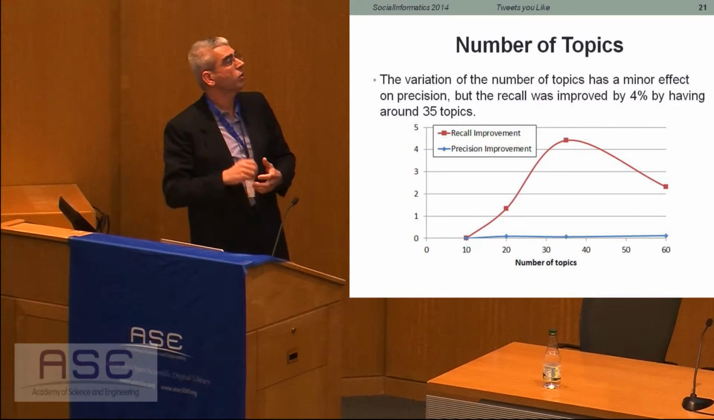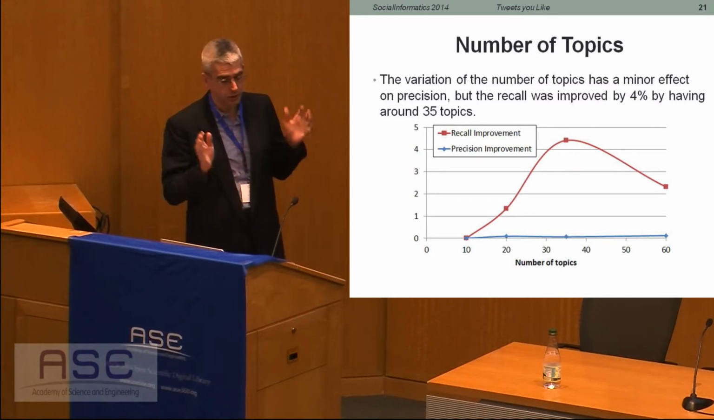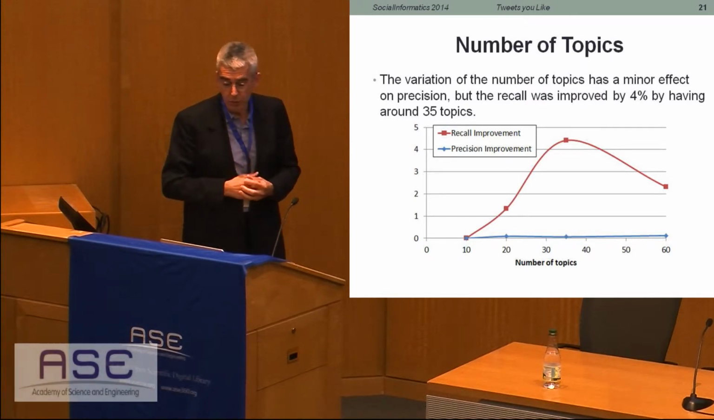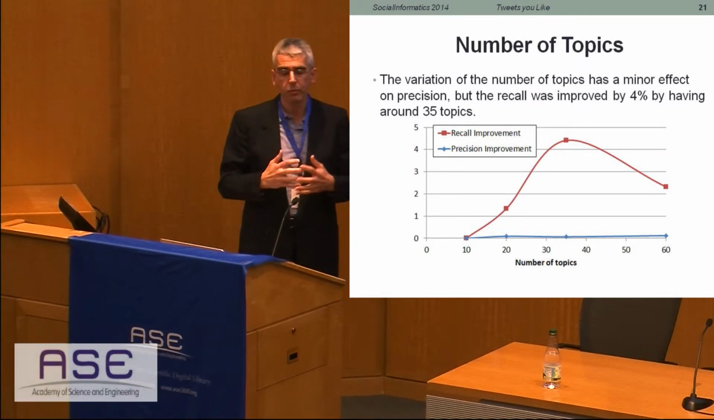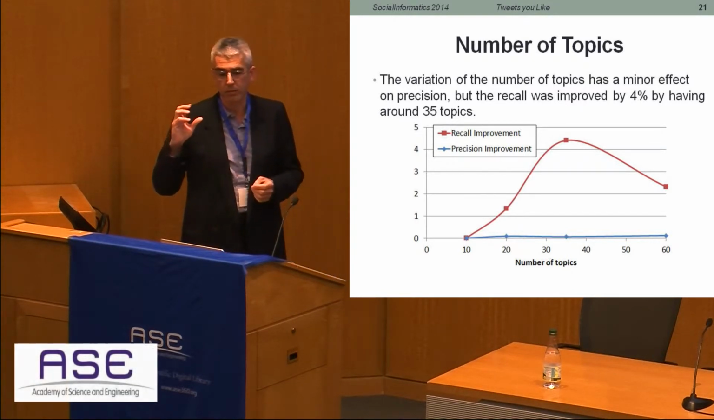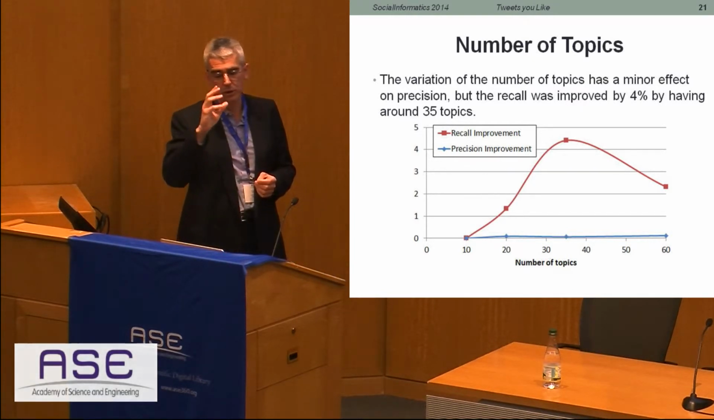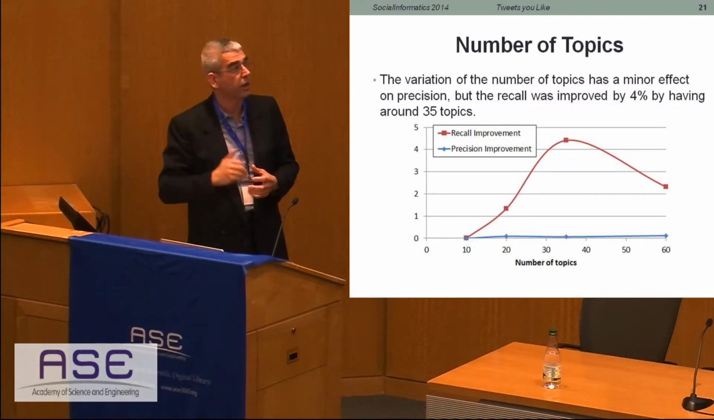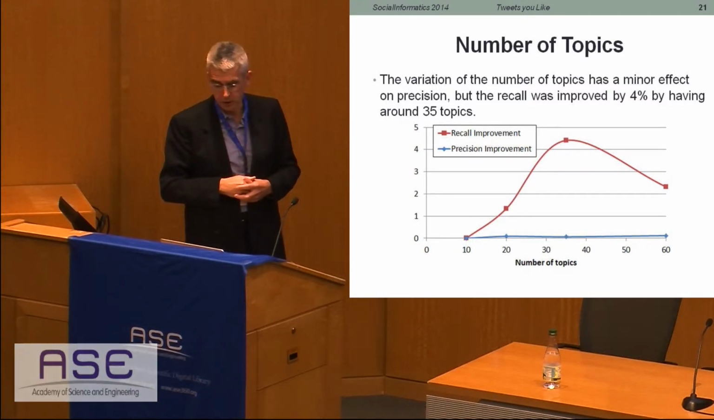We found that sweet spot around 35 topics in that data set, that provides the best improvement in terms of recall improvement, but also provides a satisfactory level of perplexity. Why? Because perplexity after a certain number of topics drops off fairly slowly. So for all practical purposes, this is more or less the same.